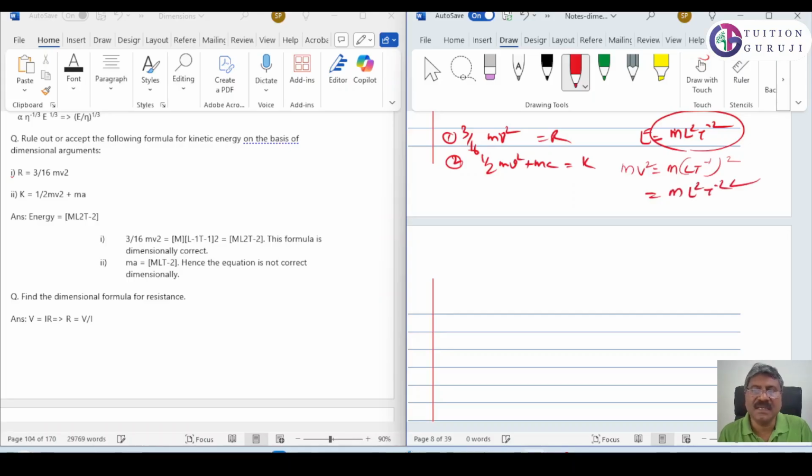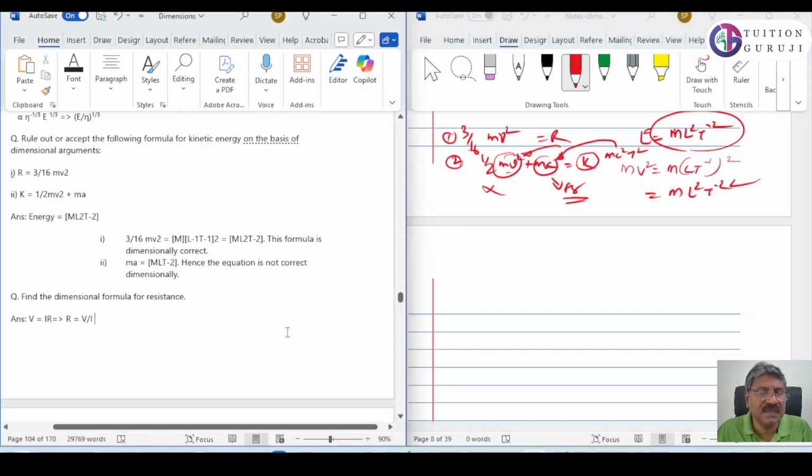It is dimensionally correct. The second case is, if k is energy, m L square T raised to minus 2, then it should be the same as the first term and the second term. The first term is correct. The second term is m into a, which is nothing but force. So force and energy cannot be added. Therefore this equation is dimensionally wrong.